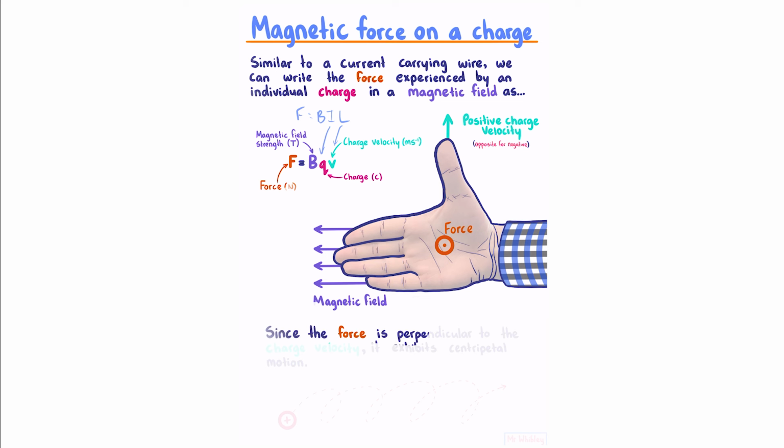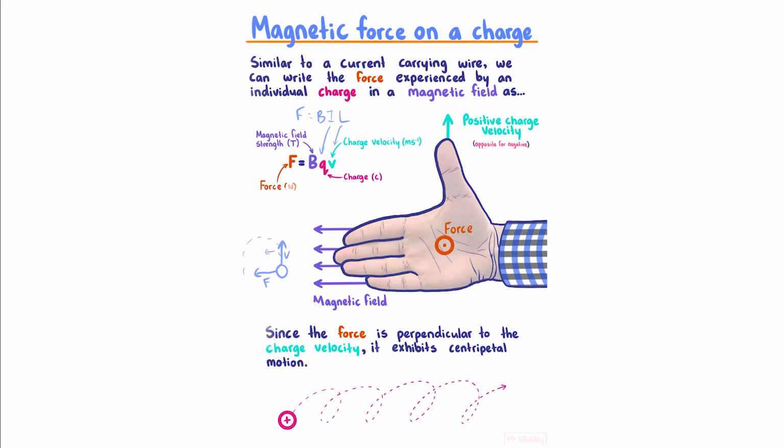Since our force is always perpendicular to the charge velocity, it exhibits centripetal motion, which causes the charge to spiral. And so to recap, if you ever have an object with a velocity in one direction and a force that is perpendicular, that force is going to cause the velocity to change in this direction, which is going to cause the object to travel in a circle.